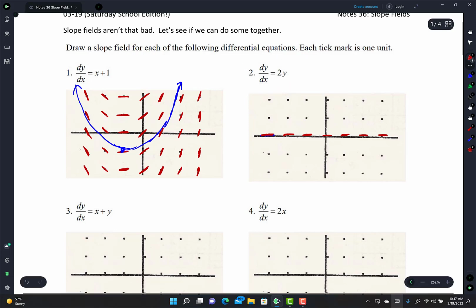At y equals 1, my slopes are going to be 2. They don't have to be perfect. Let's see, that's 1, that's 2. Trying to make a slope of 2 there. Slope of 2. And then at y equals 3, my slopes are going to be 6. So just make it look steeper than the one below. Oh yeah, 4. Just make it look steeper.